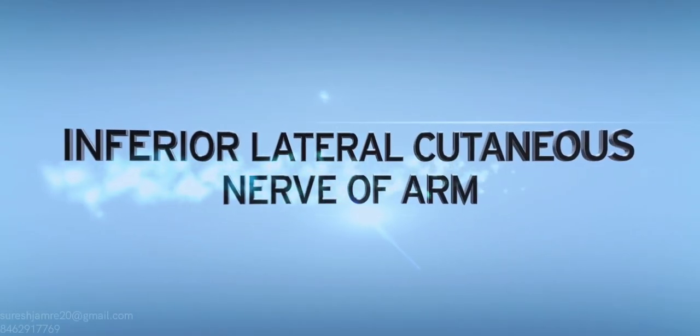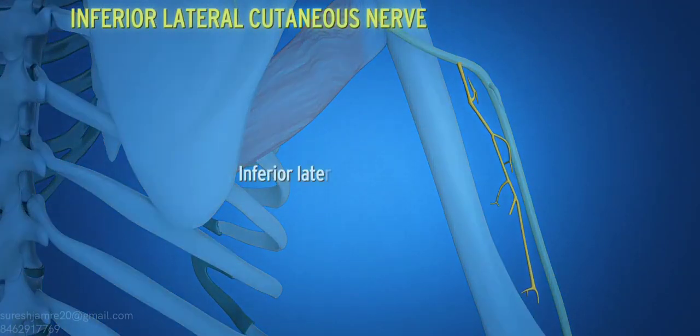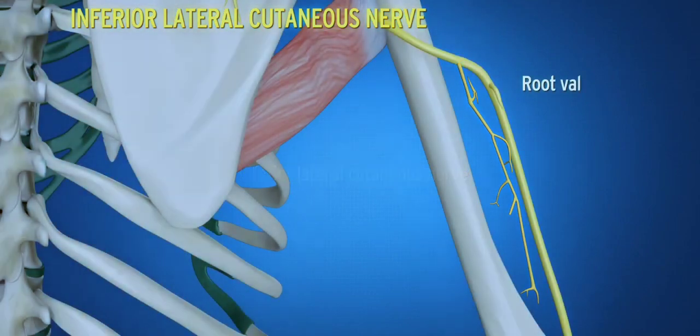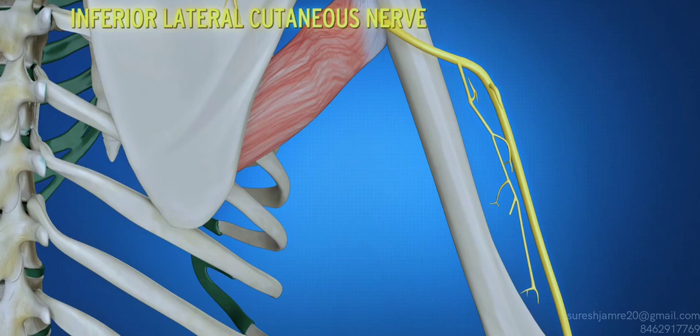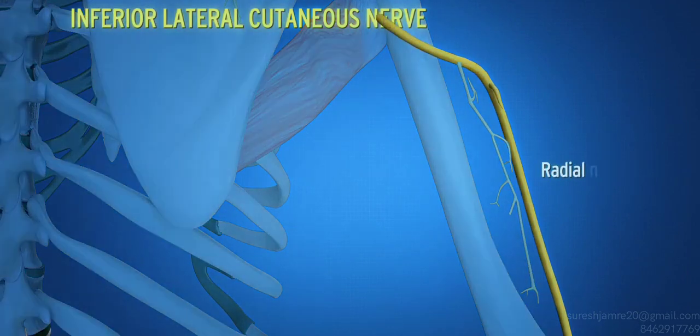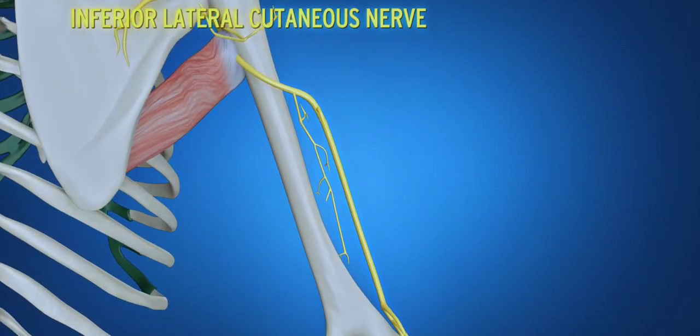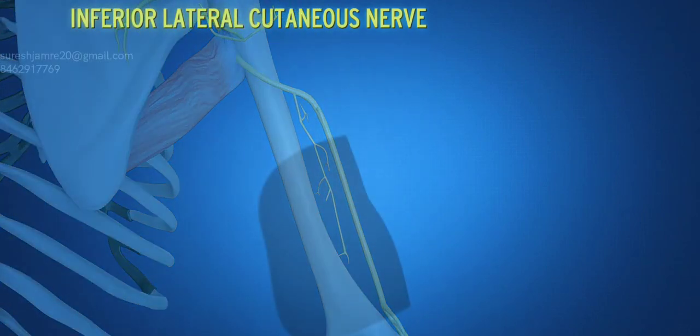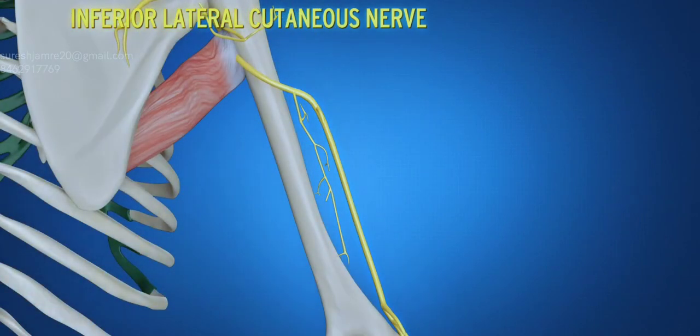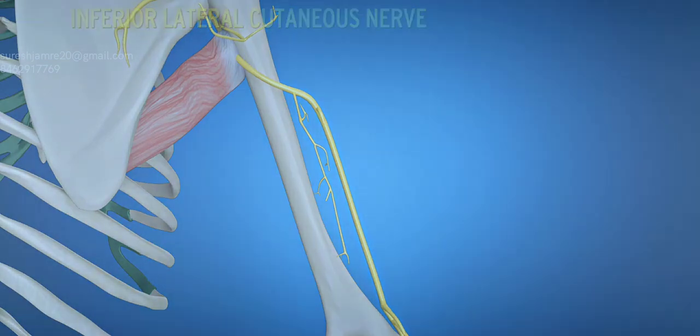Inferior lateral cutaneous nerve of arm. Inferior lateral cutaneous nerve of arm, C5, C6, also called the inferior lateral brachial cutaneous nerve. It is the branch of the radial nerve that provides sensory and vasomotor innervation to the lower lateral aspect of the arm.